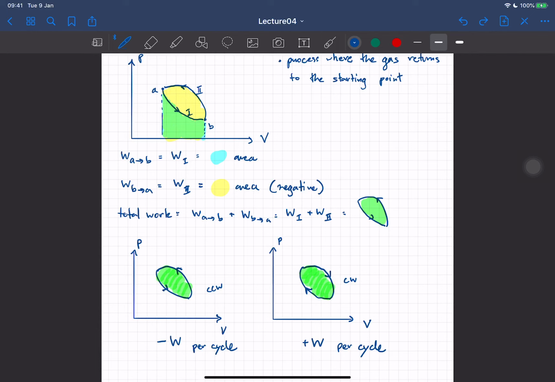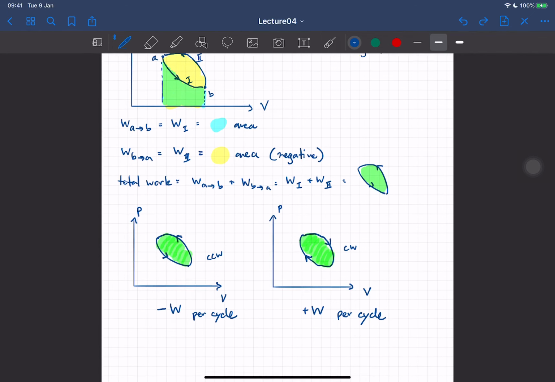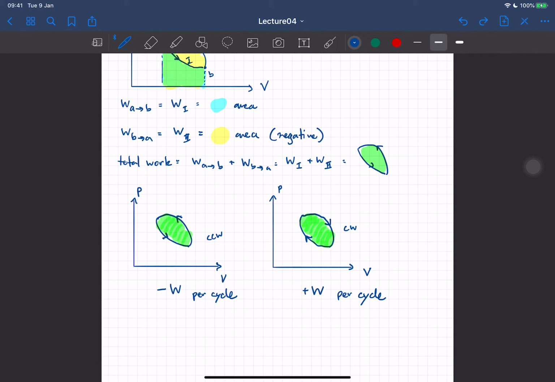In any case, the conclusion is that for a cyclic process, one that has a closed path, it can be any path. It doesn't have to look like, I don't know what this looks like, beans or something. It can be a circle, it can be a rectangle, it can be anything. As long as it's closed, then we call it a cyclic process.